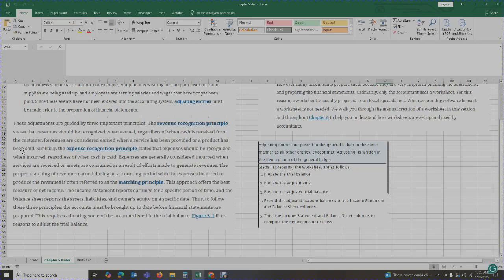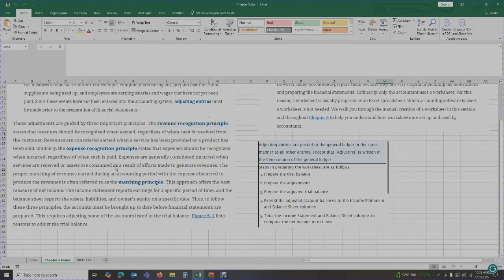Similarly, the second concept deals with the expense recognition principle, and this principle states that expenses should be recognized when incurred, regardless of when cash is paid. Expenses are generally considered incurred when services are received or assets are consumed as a result of efforts made to generate revenues. The proper matching of revenues earned during an accounting period with expenses incurred to produce the revenues is often referred to as the matching principle. Okay, so we have to match the revenues and the expenses in the period that they were incurred. Okay, this approach offers the best measure of net income.